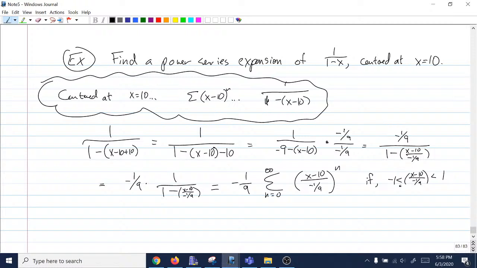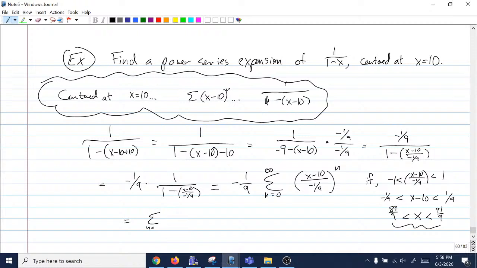Multiply all 3 sides by negative 1/9, and I get negative 1/9 and 1/9. X minus 10 is between negative 1/9 and a 9th. X is between 10 minus a 9th, which is 89 over 9, and 10 plus a 9th, which is 91 over 9. We got this weird interval of convergence. And I could probably stand to clean that up a little bit.